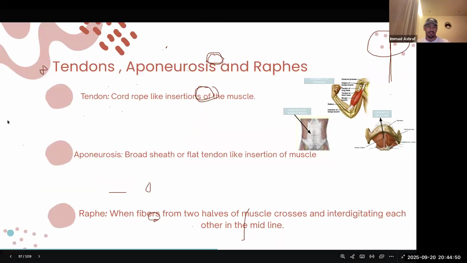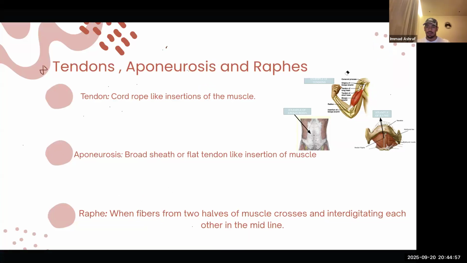Let me just erase everything off the slide. You have the tendon, the aponeurosis, and the raphe. The tendon is a rope-like cord that helps the muscle insert, like the one on the top over here. The aponeurosis is a tendon that's broad and flat, which is in your back, in your palms, and near your abdominal muscles. And then the raphe is when fibers from two halves of the muscle meet.